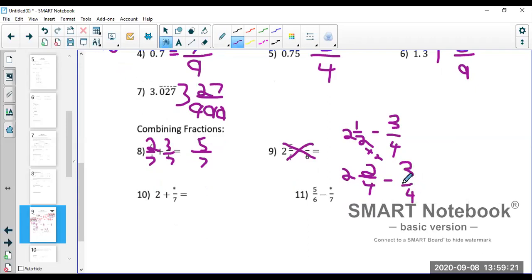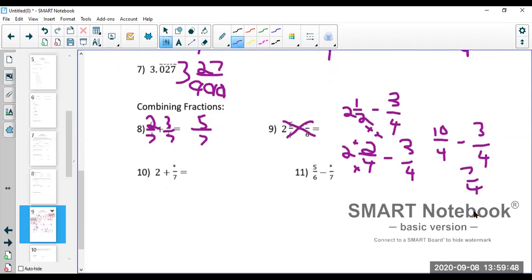Now, because this number is bigger than this number, we want to convert this mixed number, right? So remember, we multiply and add. Multiply denominator times the whole, add the numerator. So this becomes 4 times 2 is 8, plus 2 is 10. So this will become 10 over 4 minus 3 over 4, which is 7 over 4, which when we put into a mixed number, 4 goes into 7 one time. With 3 left over, we end up with 1 and 3/4.